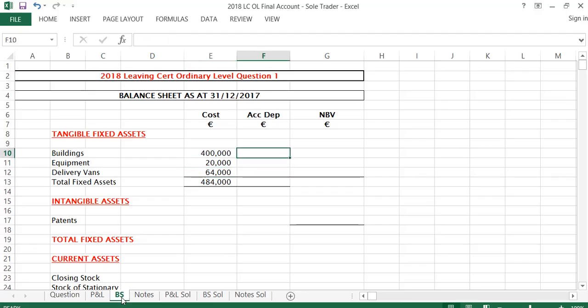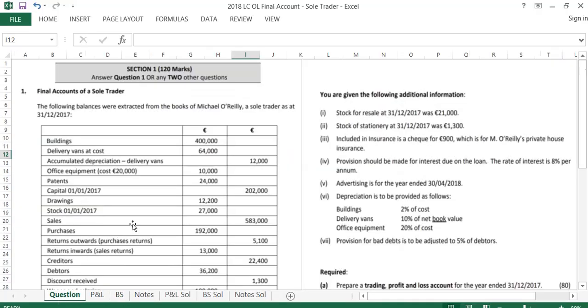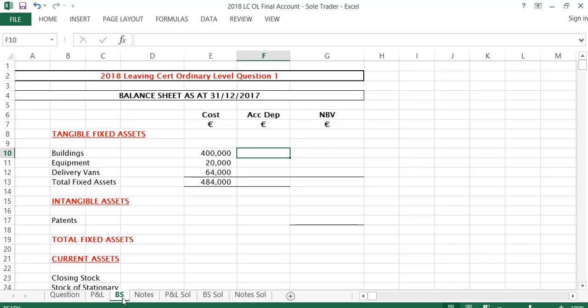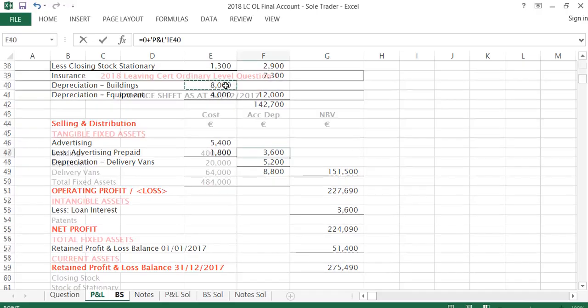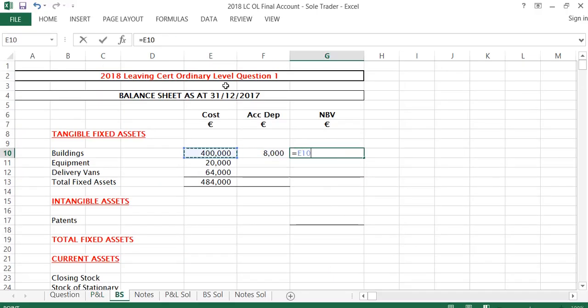For the accumulated depreciation, and not just this year's depreciation, the accumulated, we need to be careful, and sometimes this can confuse students. So we'll look at these. First of all, for buildings. Now, the accumulated depreciation of buildings, there's no line for accumulated depreciation of buildings. So we take it that there was no accumulated depreciation of buildings at the start of the year. So it's going to be 0 at the start of the year. And we have to add this year's depreciation of buildings, which is 8,000. So the accumulated depreciation is 8,000. So the cost minus the accumulated depreciation will give me a net book value of 392,000.